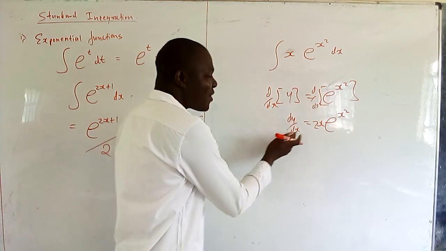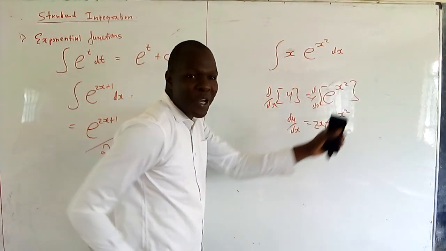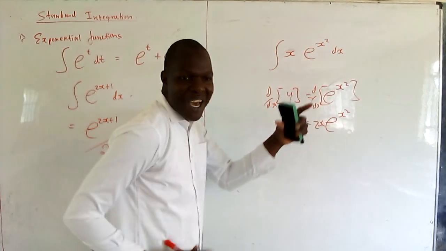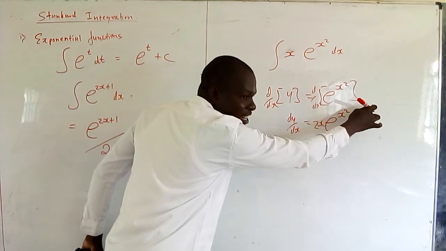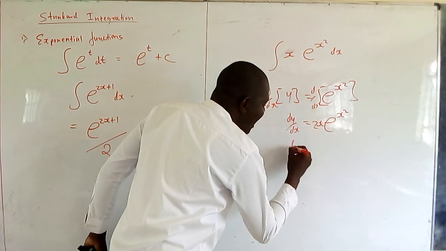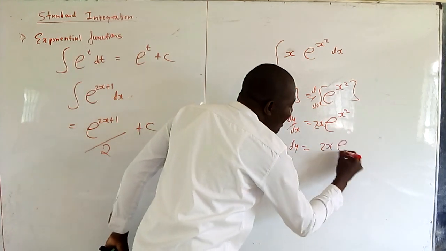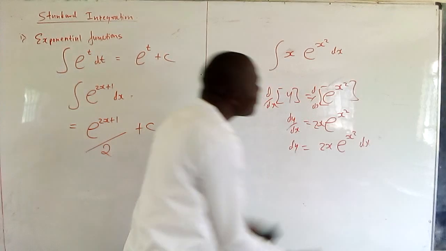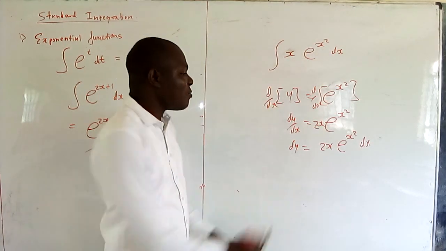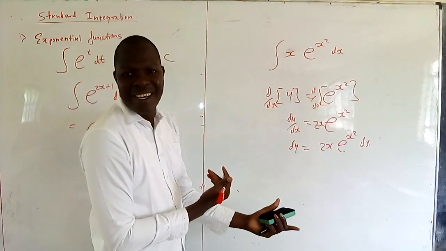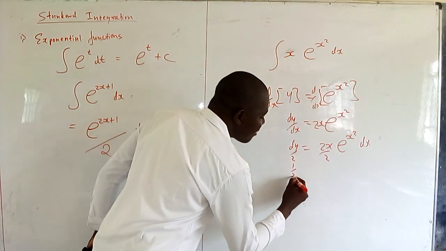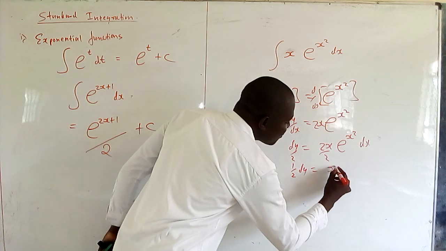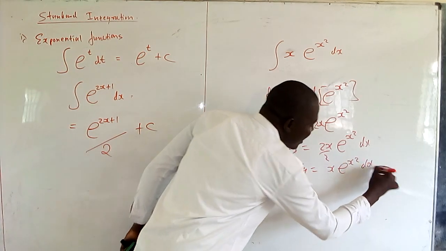Now you do separation of variables: y remains on its own, x on its own. You take dx to the other side. So here we have dy equals 2x exponential x squared dx. But what do we have here? x exponential x squared dx, so the 2 can be removed by dividing both sides by 2, so that we have a half dy equals x exponential x squared dx.